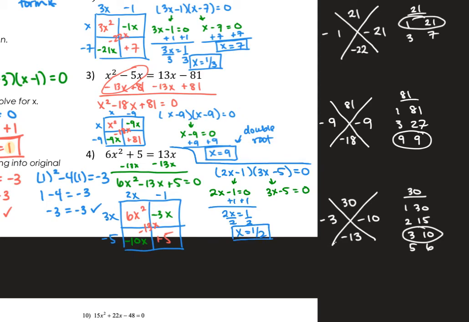And then to get my second one, we're going to do the same thing. So add 5. So 3x equals 5, and then we're going to divide by 3. So x equals 5 over 3.